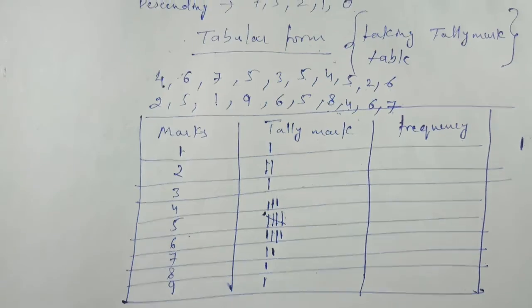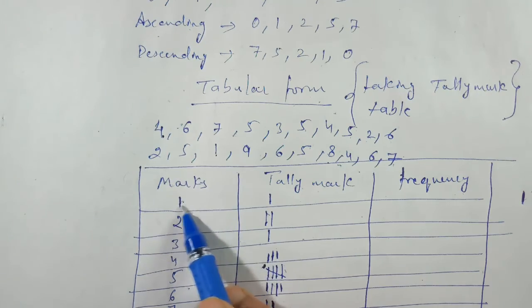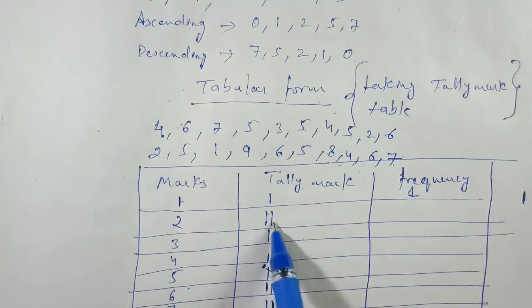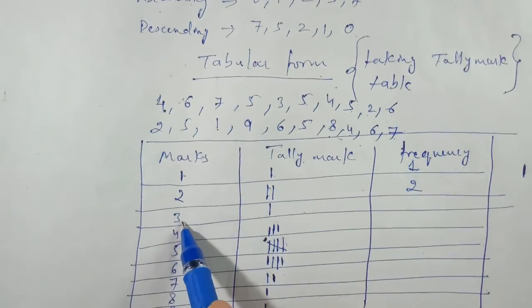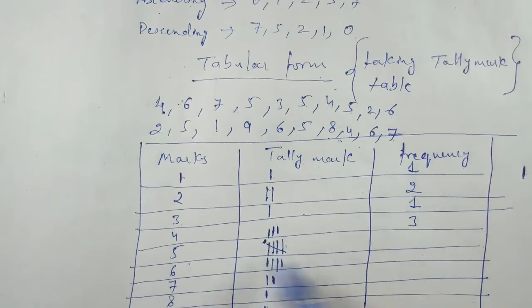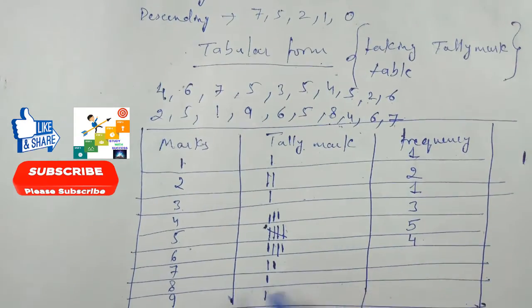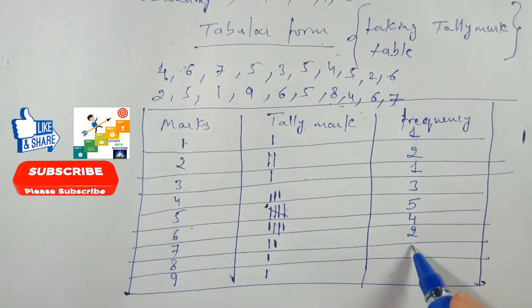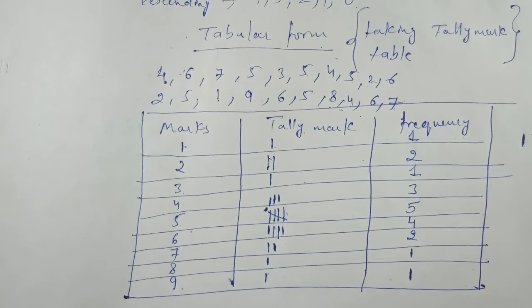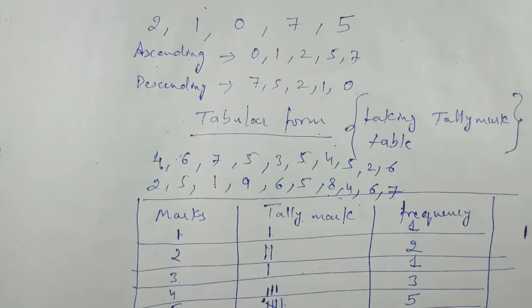Now on the basis of the tally marks, we write the number of students. How many students got 1 mark? Only 1 student. 2 marks? 2 students. 3 marks? 1 student. 4 marks? 3 students. 5 marks? 5 students. 6 marks? 4 students. 7 marks? 2 students. 8 marks? 1 student. And 9 marks? 1 student. So student, this way we can organize any data in tabular form. Thank you.